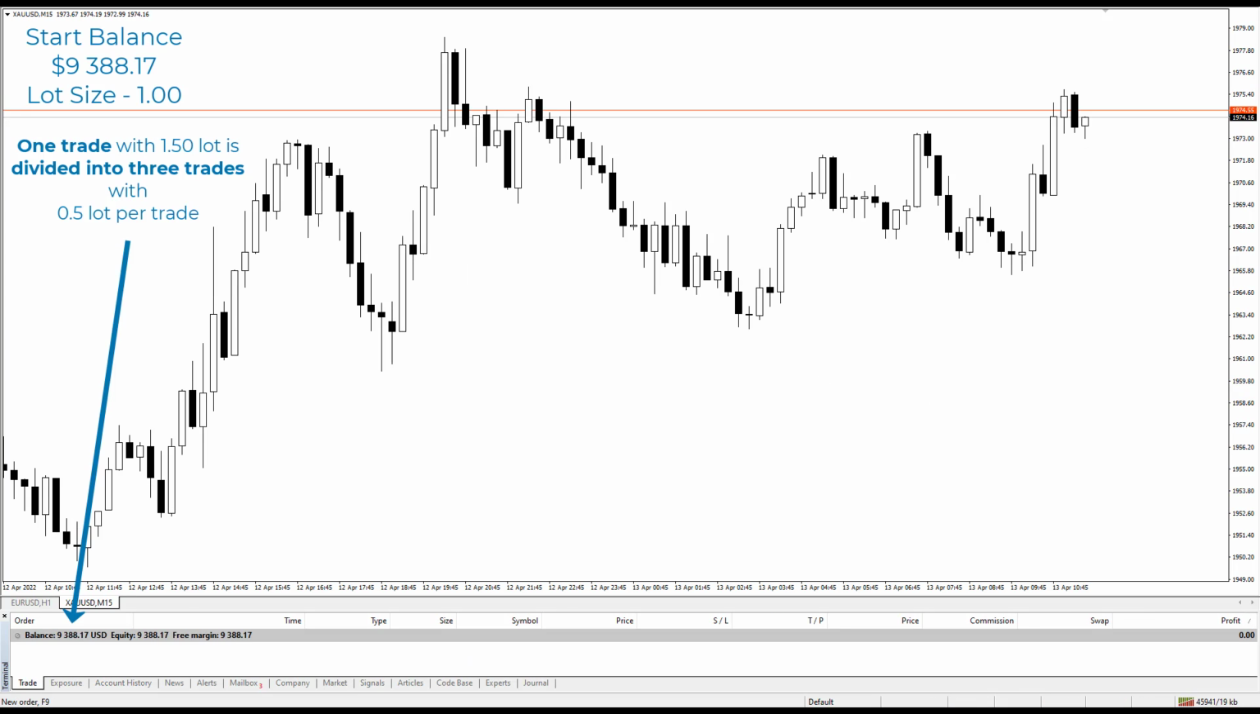But I want to show you a second example with three trades, because I wanted to open one trade with 1.5 lots. And I have divided that one trade into three trades with 0.5 lots per trade. Current balance is $9,388.17. And I would like to make money with these three trades, but let's see what happens. First, I will open first order.